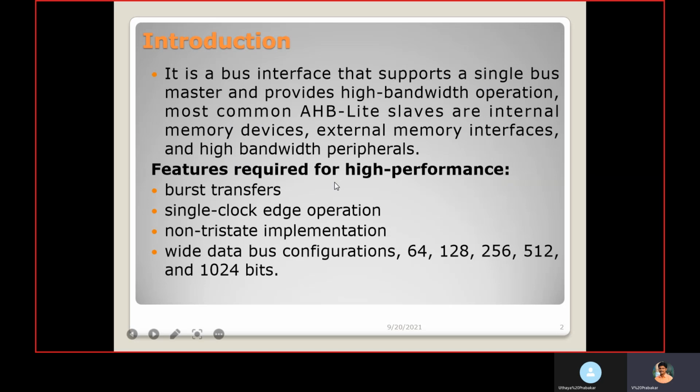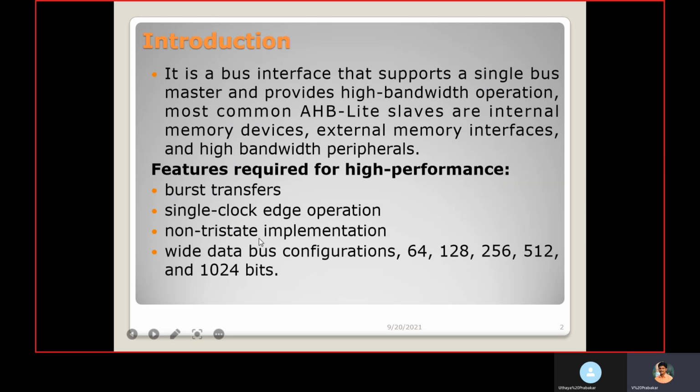Features required for high performance. So here it is bus transfer. Through bus transfer, we are able to transfer more data. Only one address is given, then multiple data transfers can happen. Single clock edge operation: everything happens at the edge of the clock.